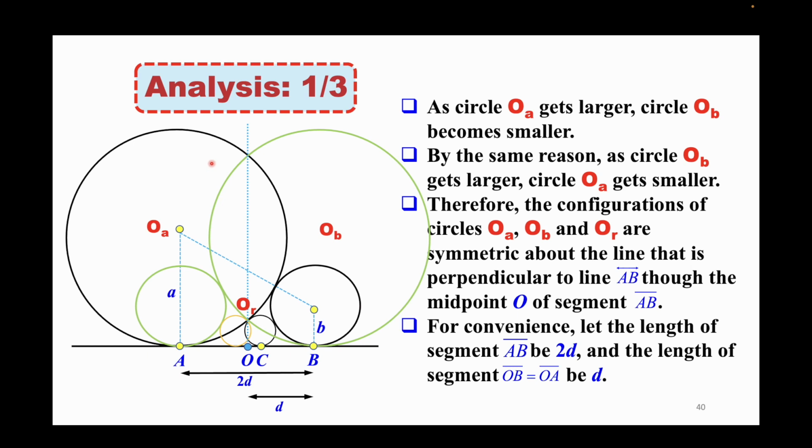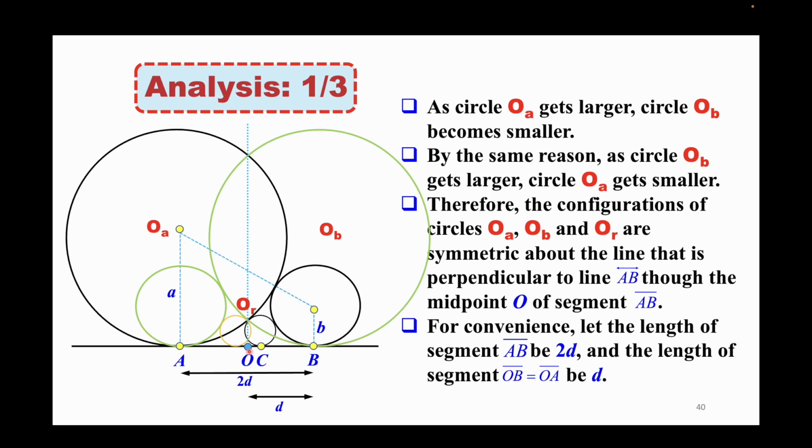By symmetry, we could use the same large size of OA for OB, and this is the OB corresponding to this one. So this one is constructed from the red OA and OB, and this one is constructed from the green OA and OB. So they are symmetric. So for convenience, let's say the length between A and B is 2D.